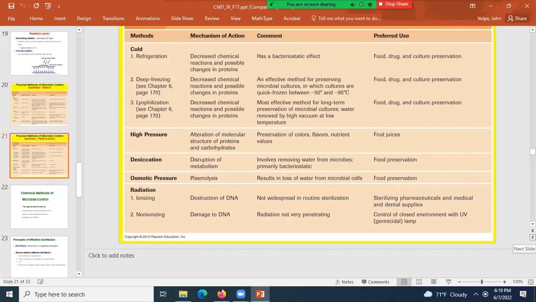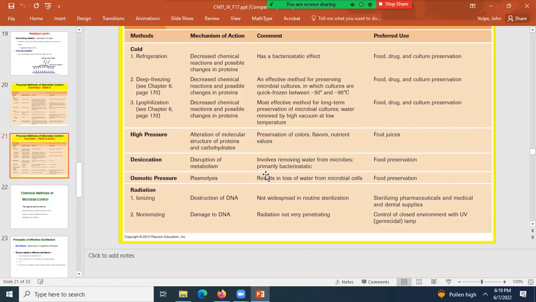All right, cold is another mechanism of controlling microbial growth. Cold acts more as a bacteriostatic agent, meaning the microbes typically do not die in the refrigerator. High pressure, another way we can control microbial growth. Apply pressure to an object, and that preserves the color, the flavors, and the nutrient values. And that's a way that a lot of fruit juices are sterilized, not sterilized, but biocided.